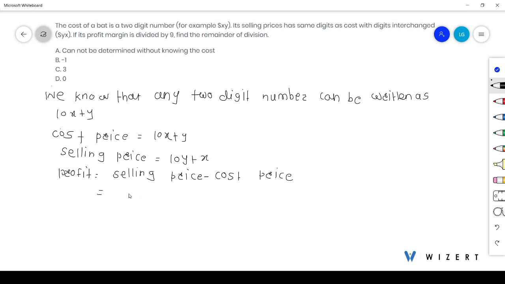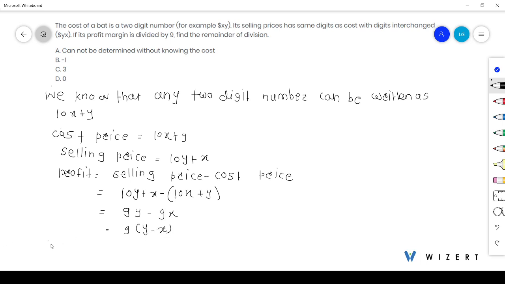So it is (10y plus x) minus (10x plus y). So 10y minus y means 9y, and x minus 10x means minus 9x. So it is 9 into (y minus x).